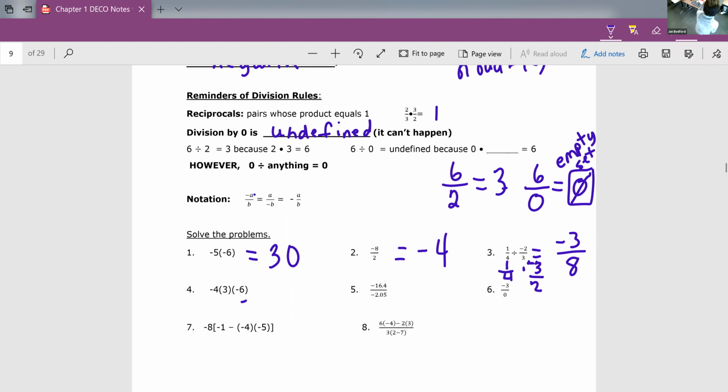You've got 3 things being multiplied together on number 4. Negative 4 times 3 times negative 6. Tell me about the sign of the answer. How do you know? There's 2 negative signs. So that means it's going to be a positive, and then I would just multiply out the 4 times 3, which is 12, and 12 times 6 is 72. You could do that in your calculator. What about this one, number 6, negative 3 divided by 0? Excellent, undefined.